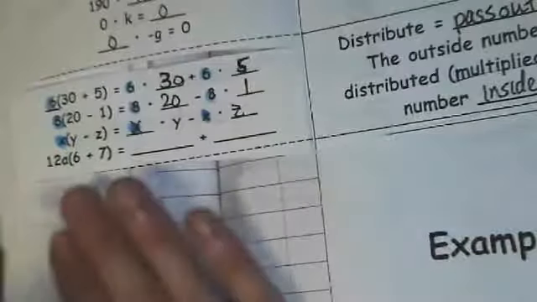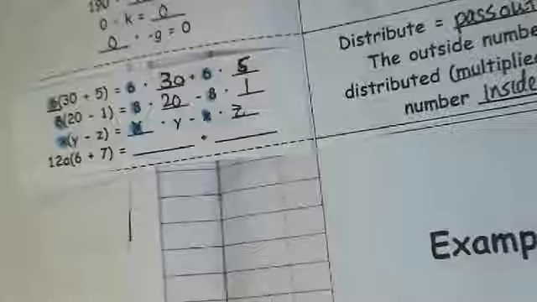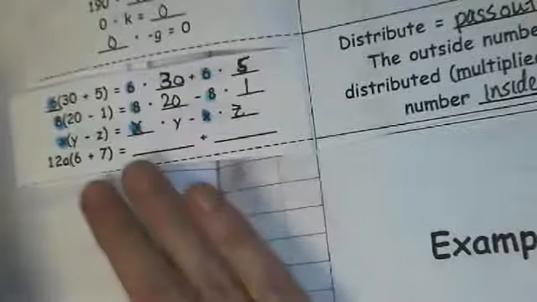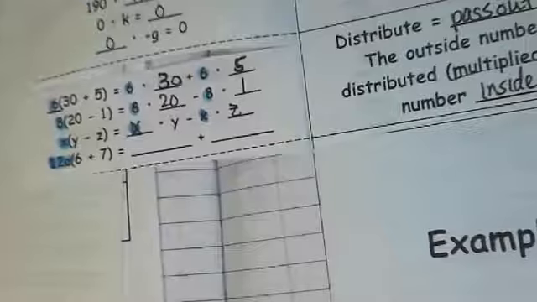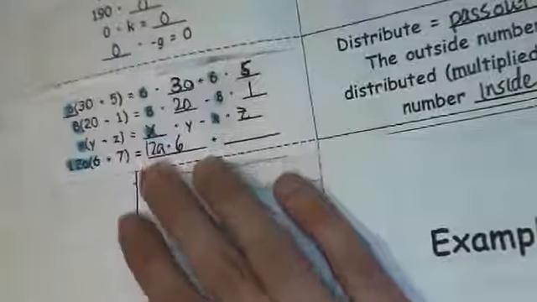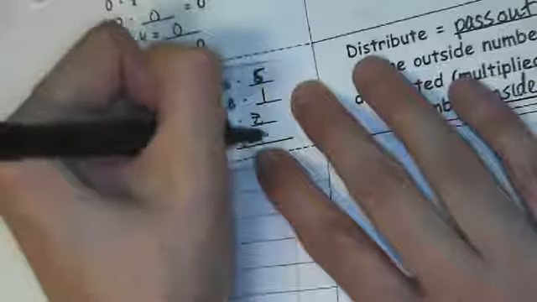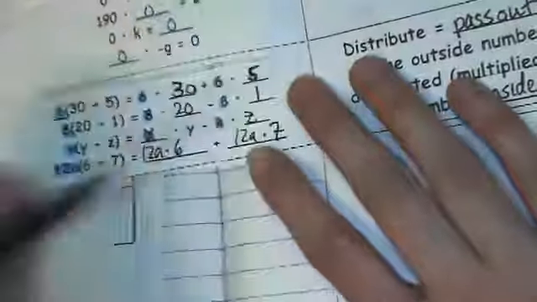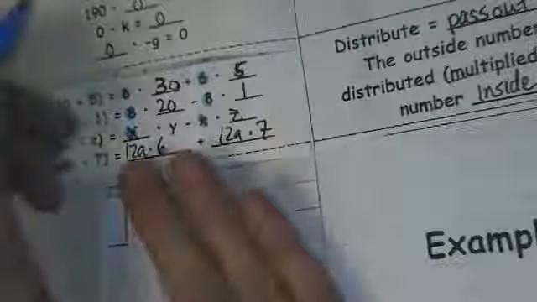And then 12A is outside. So the 12A is going to be multiplied by the 6, and the 12A is going to be multiplied by the 7.